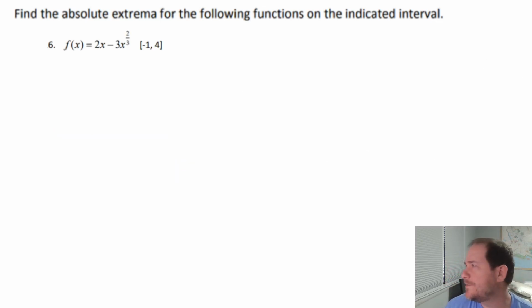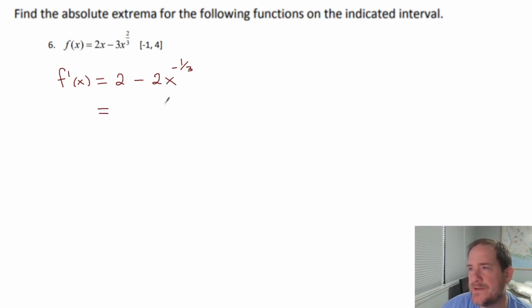We can see that for number 6, the first thing to do is take the derivative, because we're looking for those critical values which come from the zeros of the derivative, or the places where the derivative does not exist. So for this function, my derivative is 2 minus 3 times 2/3, which is just 2 times x. Then if I take away 1 from the 2/3, I'm left with -1/3, and then would want to clean this up.